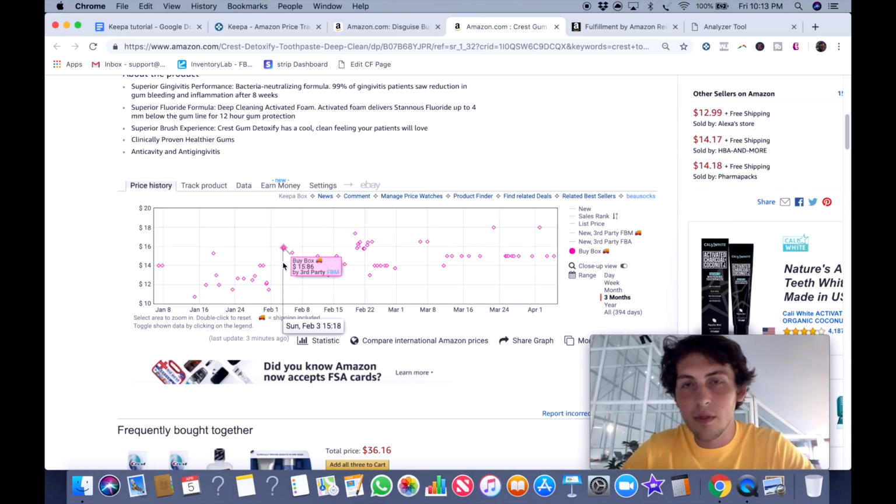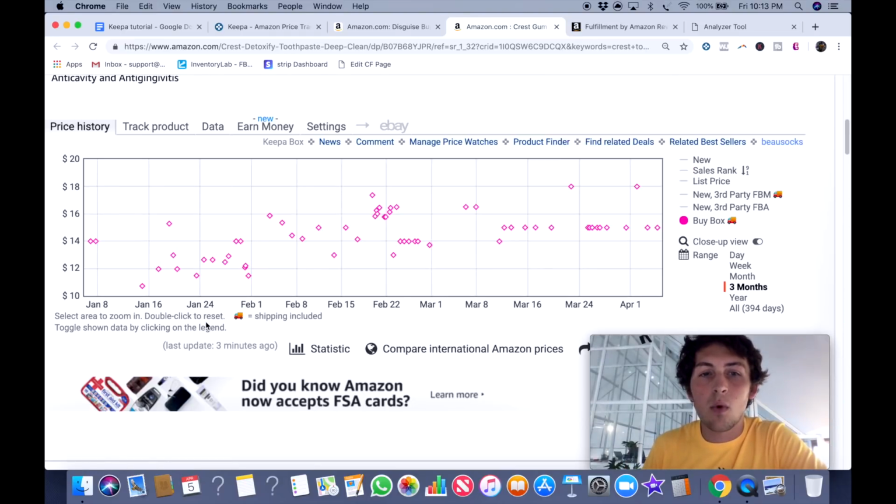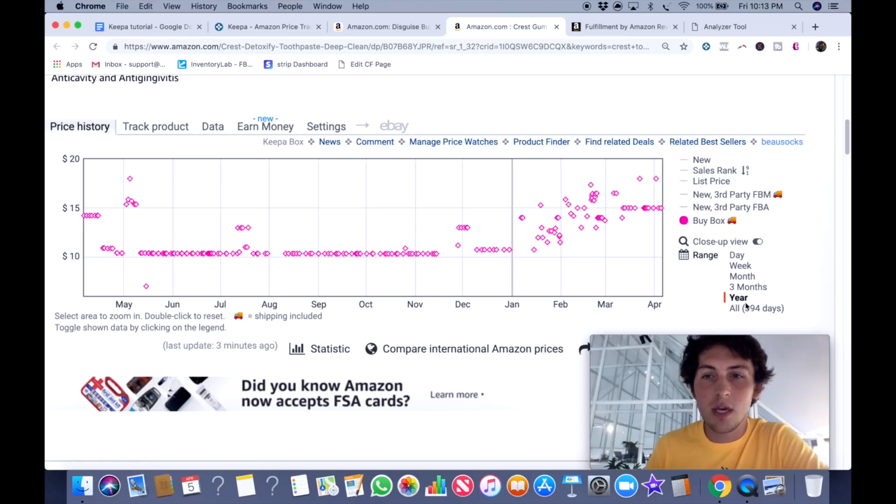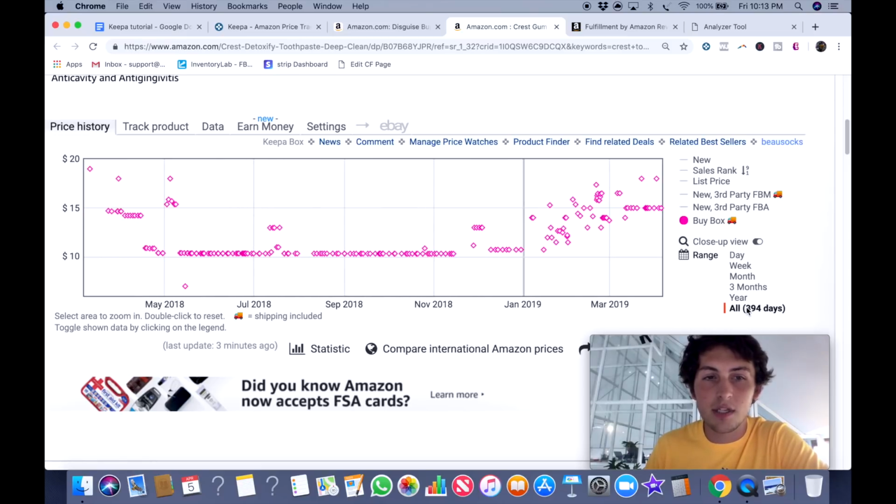Now, one thing to keep in mind is that there can be multiple people on the buy box. So what I'm looking at here is whether the price will go down to a certain point and whether I will still be profitable. For example, I'm looking at this Crest product right here, and if I go back all the way to a year, which I really like to look as long as possible on a product, we can see that it's actually usually been at $10.35.